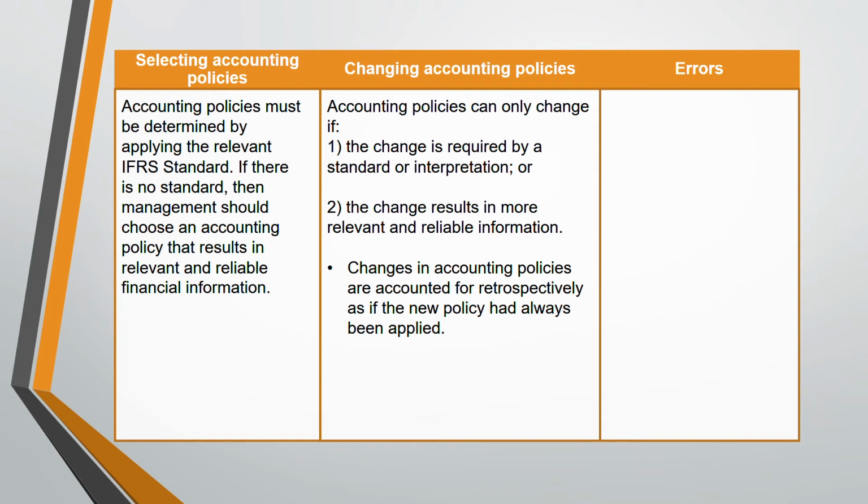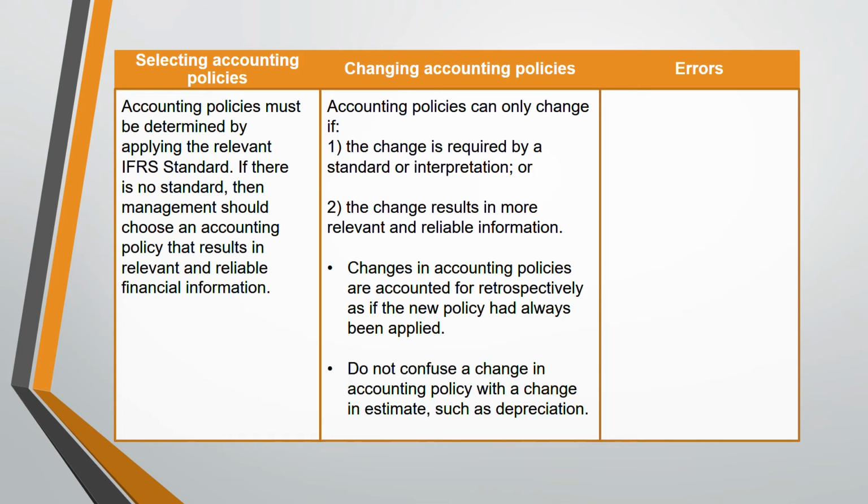Changes in accounting policy, how do you account for it? Changes in accounting policies are accounted for retrospectively, as if the new policy had always been applied. Retrospectively means you go back into the past and change the figures. From the day you have been applying the old accounting policy, you have to now change and adapt it as if you had been applying the new standard from day one, before this change happened. So you account for it retrospectively.